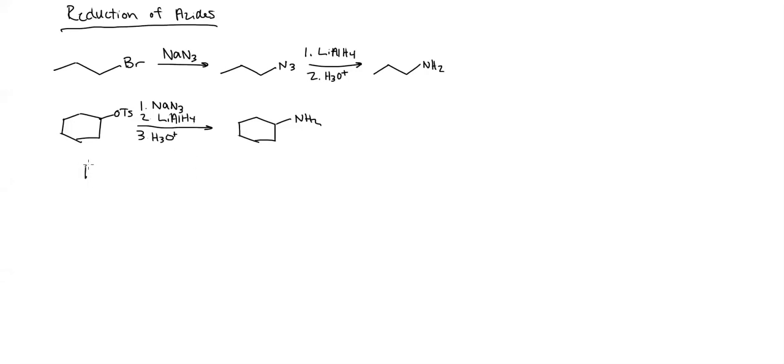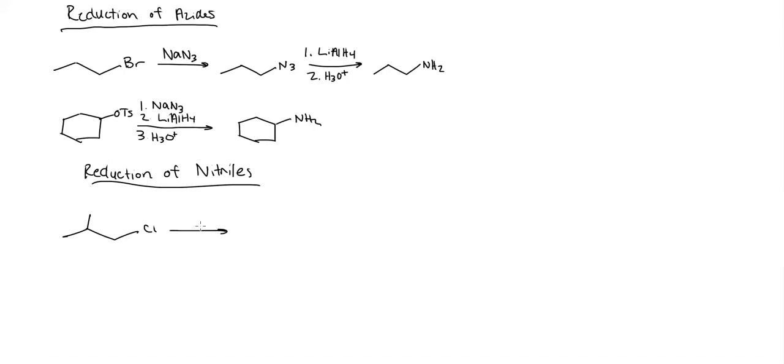On the same page of reduction, there's also another way that we can do this. This is the third way, which is reduction of nitriles. So reduction of nitriles is very similar in that I need to start off with a 1 degree or 2 degree alkyl halide. So let's start off with a 1 degree first. So we'll start off with this 1 degree alkyl halide.